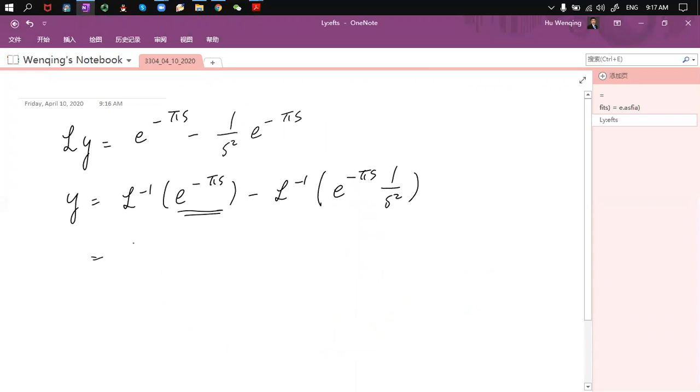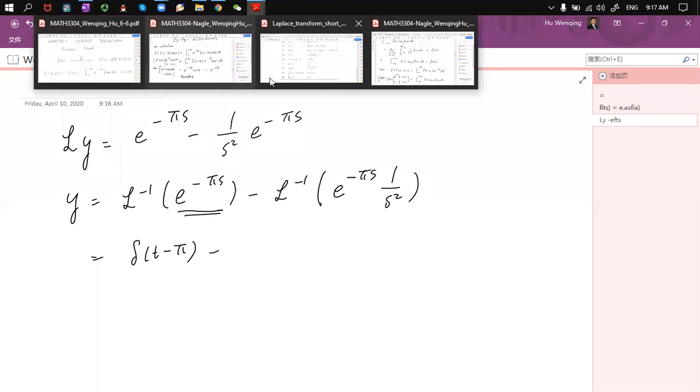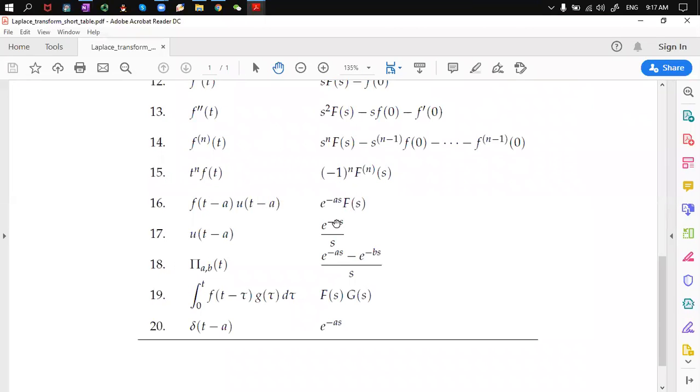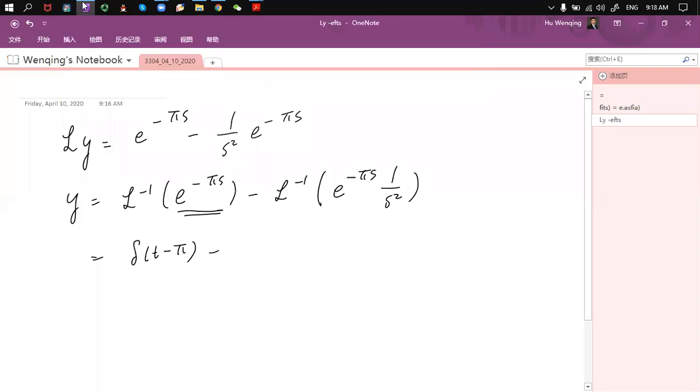So this inverse transform is delta t minus pi. And what about this one? Well, for this one, you can see it matches the transformation table, right? So which line should we use? Well, line 16 says that if you multiply e power minus pi s to a capital F, then you're going to transform like this. So it's really the case.